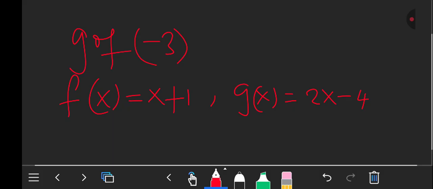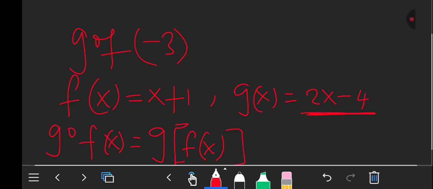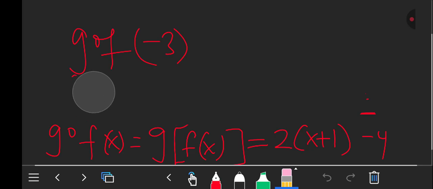So you just say g of f of x, meaning that in the function g, where you see x, put f of x. So this is the meaning. In this function, where there is x, I put f of x. But f of x is equal to what? x plus 1. So I'll put x plus 1, then minus 4, the negative 4 I have there, okay? So I'll simply get what? This is what I'll get.